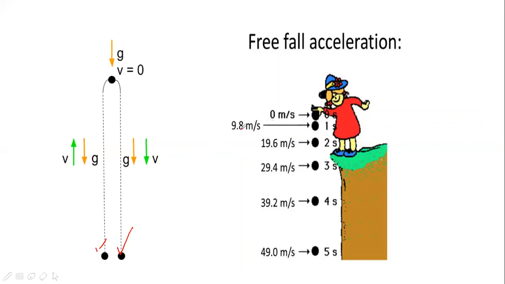Here, in this diagram, different velocities have been shown in the figure. The body starts from rest, so initial velocity is 0 meter per second. After 1 second, it will become 9.8 meter per second. After 2 seconds, it will become 19.6 meter per second. After 3 seconds, it will become 29.4 meter per second. So after each second, there is an increase of 9.8 meter per second because the value of gravitational acceleration is 9.8 meter per second square. And after 5 seconds, it will be 49 meter per second. It's only a rough calculation. It changes from place to place.